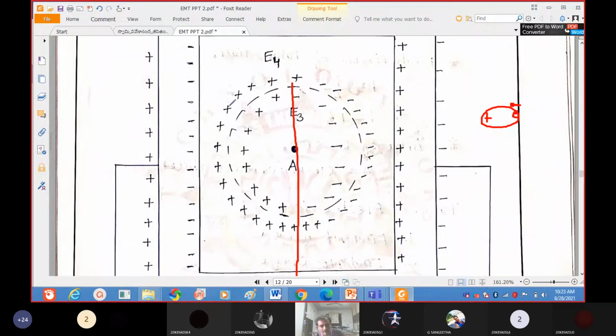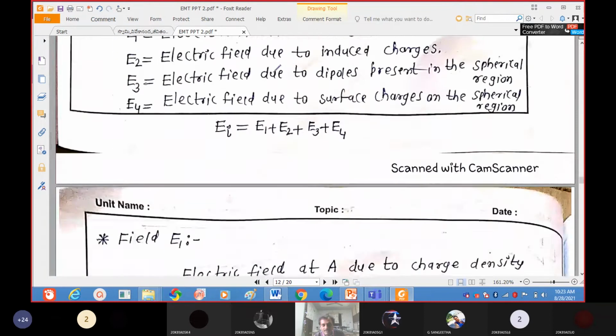Due to those atoms, there will be a charge. That is E4. So an electric field will be produced due to that charge. That is E4.